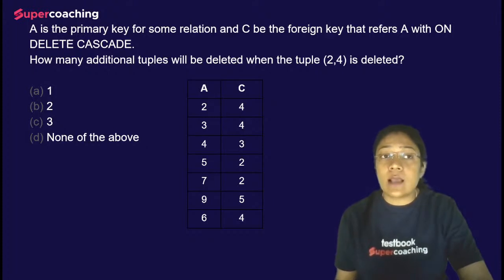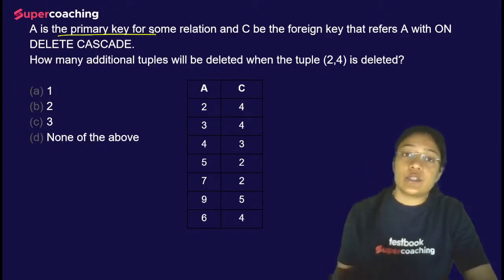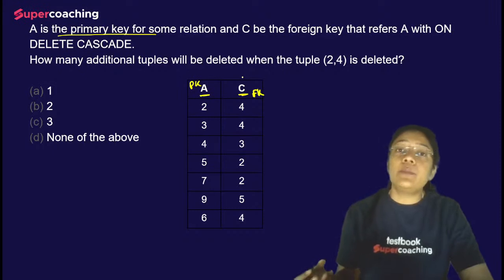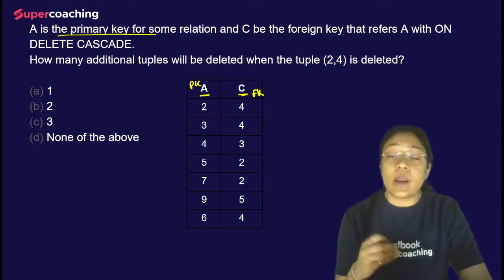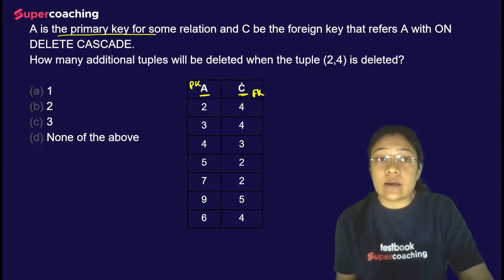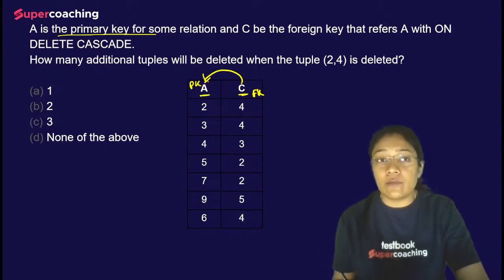Okay, so here it is given that A is the primary key for some relation, किसी relation के लिए A is the primary key and C is the foreign key. This foreign key means it is going to refer to the primary key of some other relation. So this foreign key C is referring to A. That means C में सिर्फ और सिर्फ वही values आ सकती हैं जो attribute A में available है.